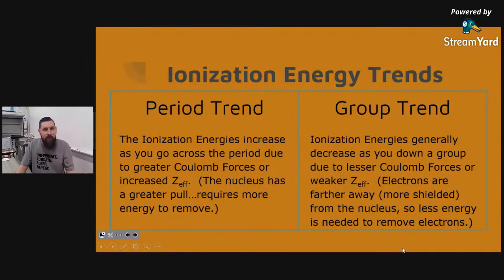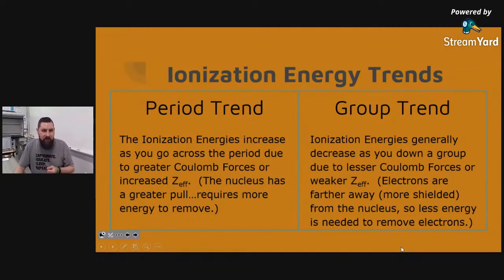The electrons are further away from the nucleus, so there's more shielding, which means, again, that effective nuclear charge, that attractive force for those outermost electrons to the nucleus is lessened, it's weaker, and as a result, it's easier to remove those electrons. So as radius increases, ionization energy is going to decrease.